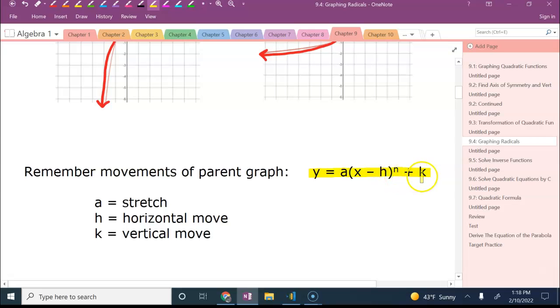And then H and K tell us what the movement is as far as if it's moving left or right, up or down. So remember H, the horizontal movement, means that you're going left or right, whereas K is the vertical movement, which means it's going up or down.